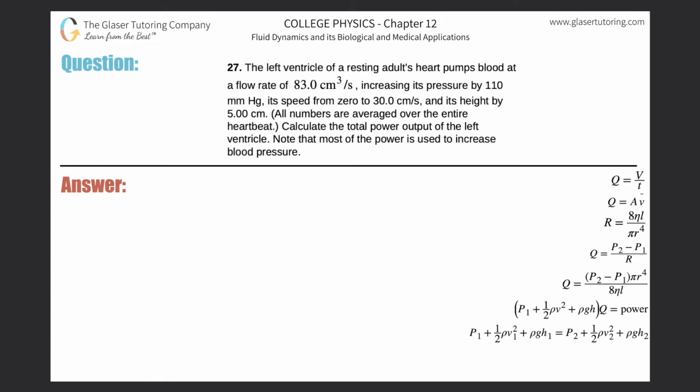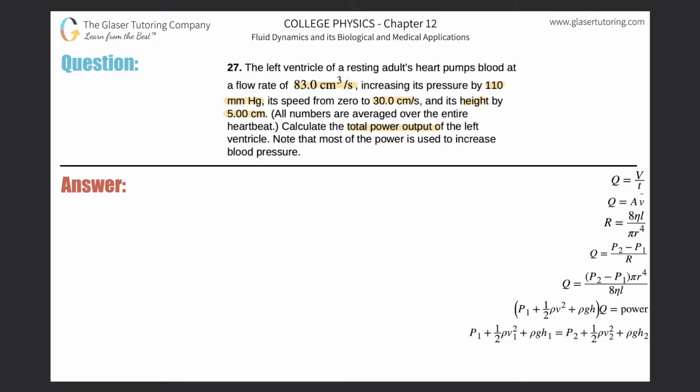Number 27. The left ventricle of a resting adult's heart pumps blood at a flow rate of 83 centimeter cube per second, increasing its pressure by 110 millimeters of mercury, its speed from 0 to 30 centimeters per second, and its height by 5 centimeters. All the numbers are averaged. Okay, great. Calculate the total power output of the left ventricle.